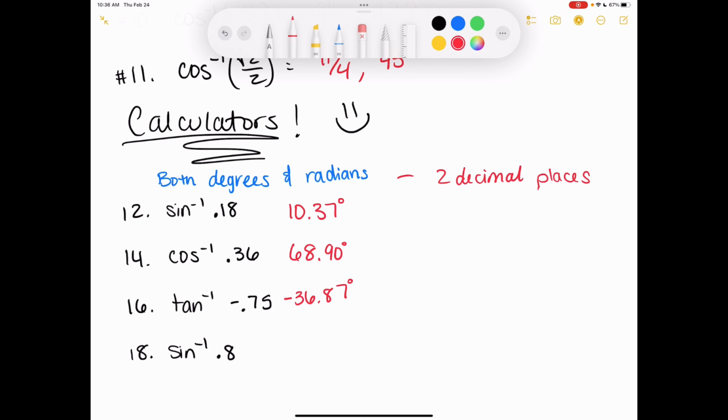All right, what's the next one? 53.13 degrees. All right, so now switch your calculator to radian mode.